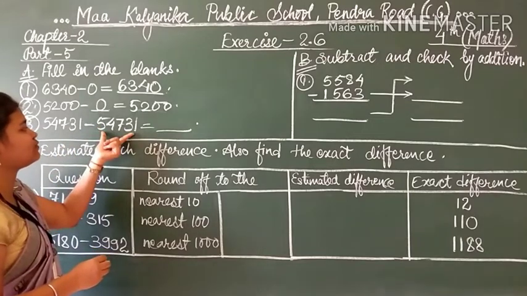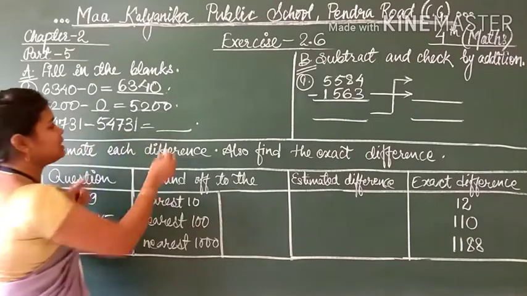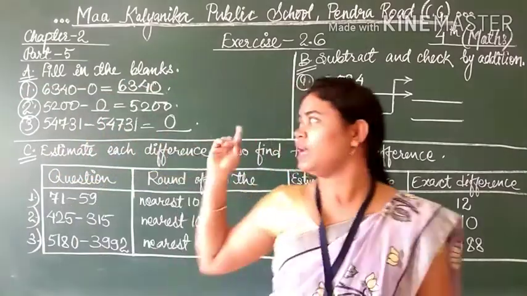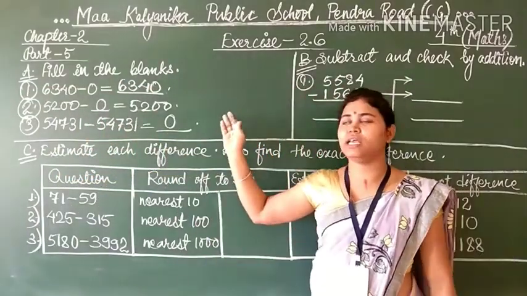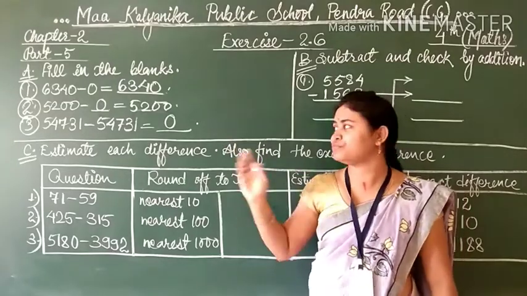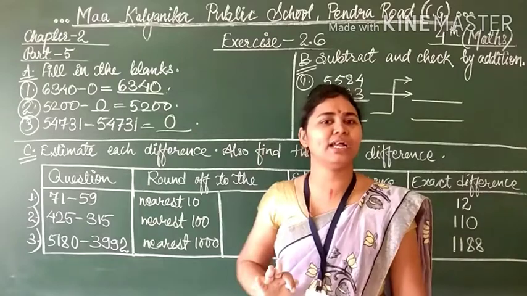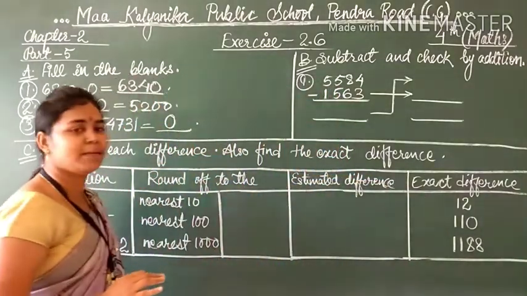So 54,731 minus 54,731, answer is 0. So in this way, question number A you can solve very easily, knowing the rules of subtraction along with the digit 0. Clear to you, students? Now moving to question number B.